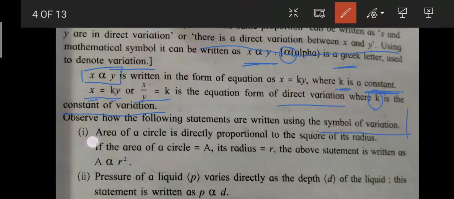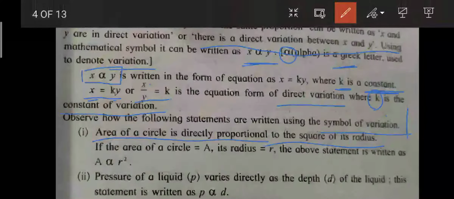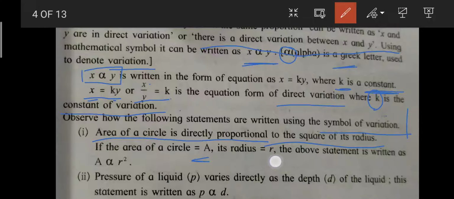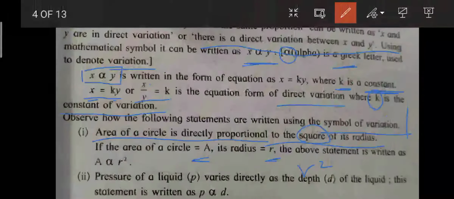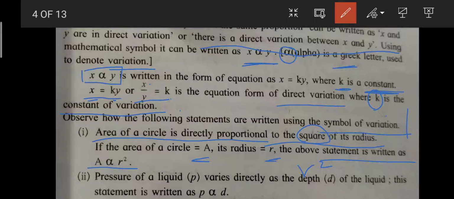Now the area of a circle is directly proportional to the square of its radius. Area of the circle we take here as A and radius we take as r. So square of the radius means r squared. And this is what we have to write in the statement. So A is directly proportional to r squared.